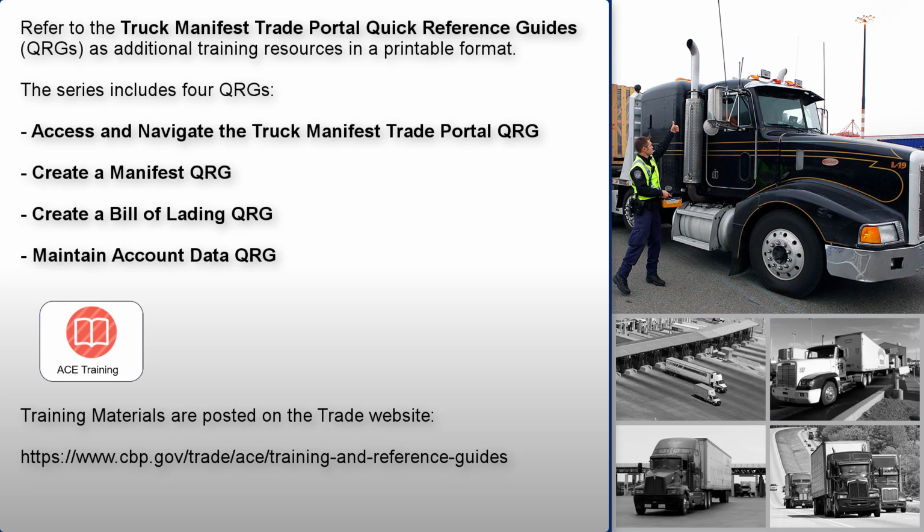Refer to the Truck Manifest Trade Portal Quick Reference Guides as additional training resources in a printable format. The series includes the following 4 QRGs: Access and Navigate the Truck Manifest Trade Portal QRG, Create a Manifest QRG, Create a Bill of Lading QRG, and Maintain Account Data QRG.